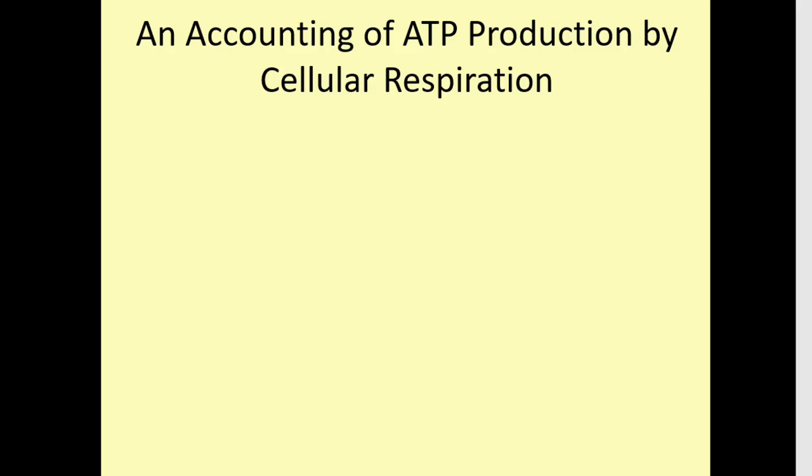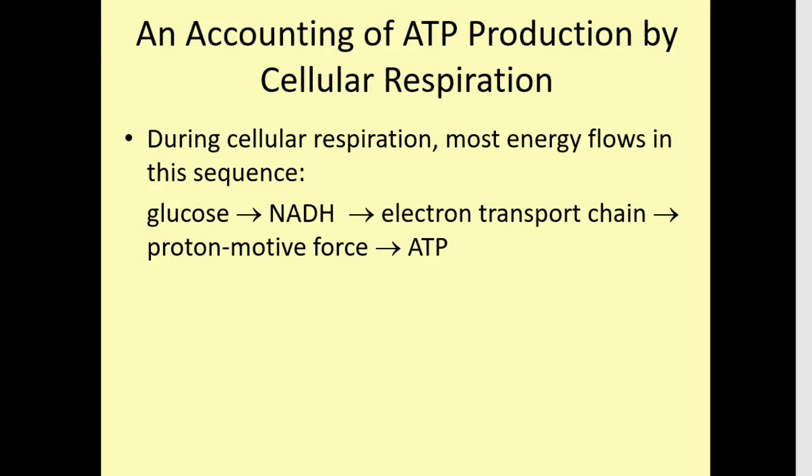So let's do a quick summary. During cellular respiration, most energy flows in this sequence. We started off with glucose, with all of the energy locked up in the bonds between the carbons, hydrogens, and oxygens. We then relied on enzymes to start breaking glucose apart, and then we were able to harvest some electrons that were picked up by our electron carriers, NADH and also FADH2. They carried and donated those electrons to the electron transport chain, which is in the inner membrane of the mitochondria.